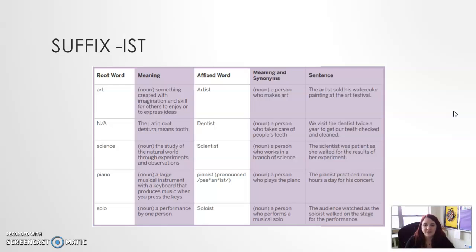You see it says not available. The Latin root dentum means tooth. Obviously, we wouldn't say dent is a root word. That's not a word. So that's why they leave it as not available. But the word dentist is a person who takes care of teeth. Science, scientist is a person who studies science. Piano, pianist. It's a person who plays piano. Solo, soloist, a person who performs a solo. Notice how adding ist is just showing that it's a person that's doing that.